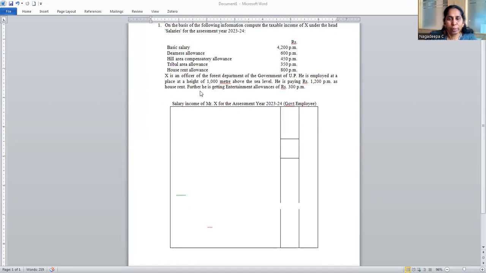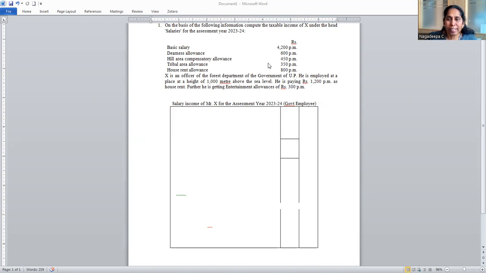Further, in this problem, we have added one more line, that is, he is getting entertainment allowance of 300 per month. Actually, entertainment allowance is fully taxable. But in the case of a government employee, he is eligible to claim standard deduction, that is, deduction under section 16. We will see one by one.